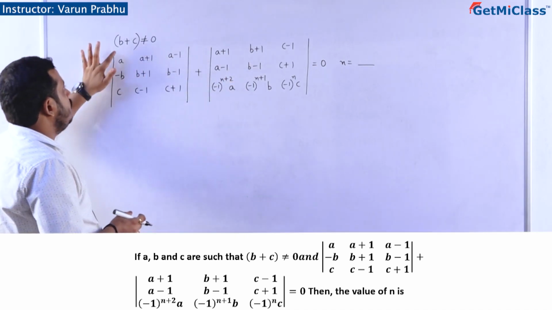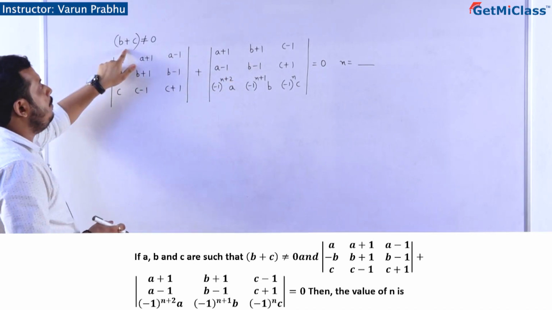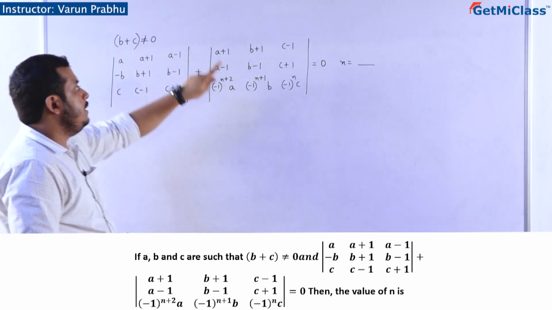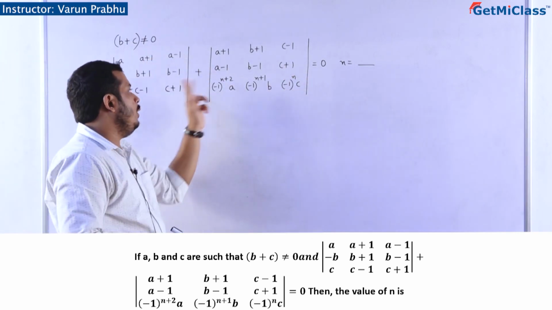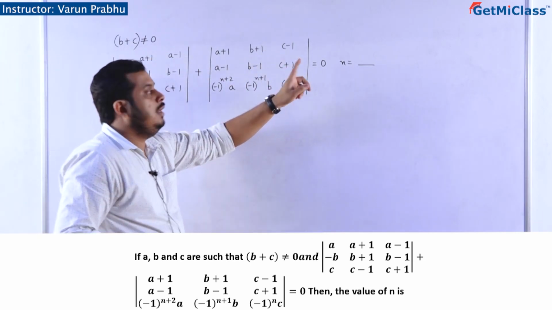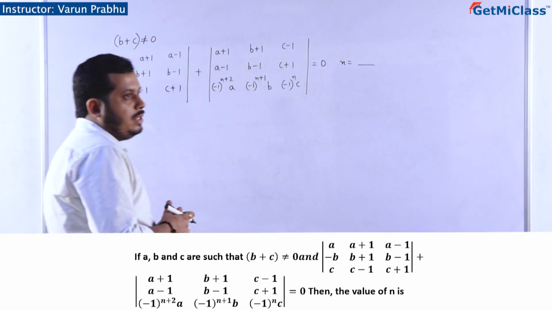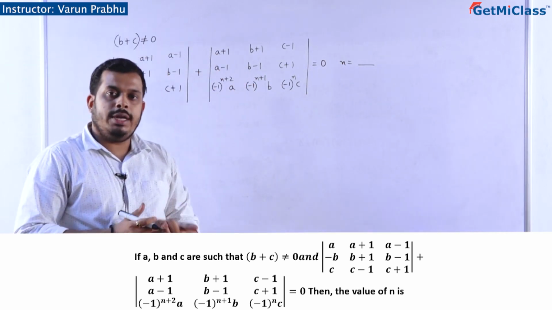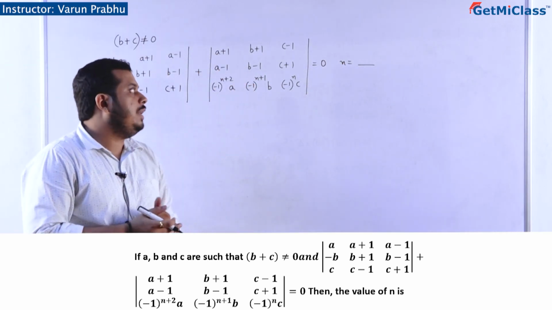So now if you see this question, A, B, C are such that B plus C is not equal to 0, and this determinant value after adding two determinants, the answer is 0. Then if so, what is the question asked about the value of n? Is it an odd integer, even integer? What is it? The nature of n is asked in the problem.